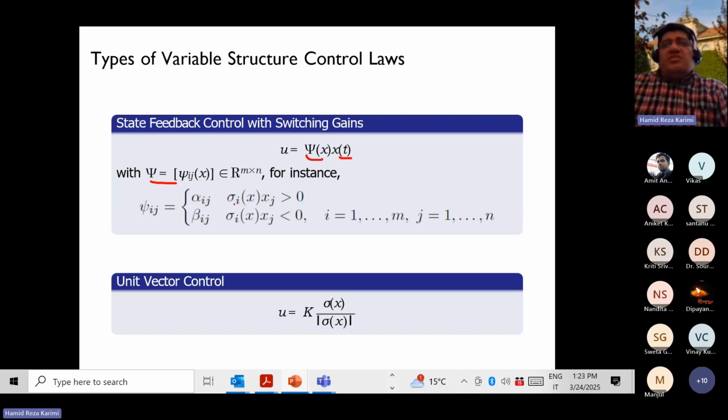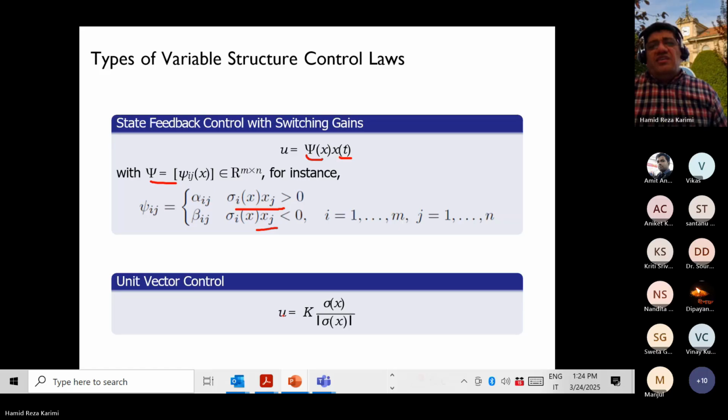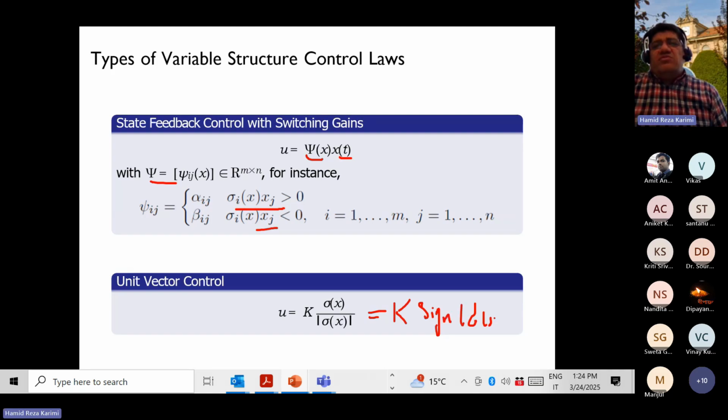It depends on the sign of this function, positive or negative, and you have two levels, alpha_ij and beta_ij. In this case, for instance, in the unit vector control, if you choose the control signal u like this, equal to k multiplied by the sign function of sigma x, this control signal is also called the unit vector control.